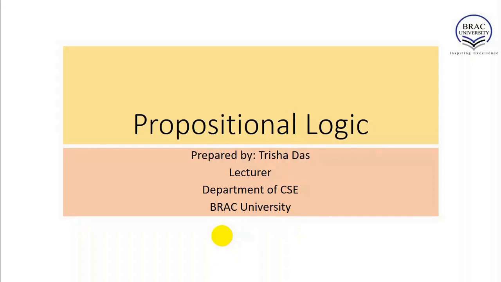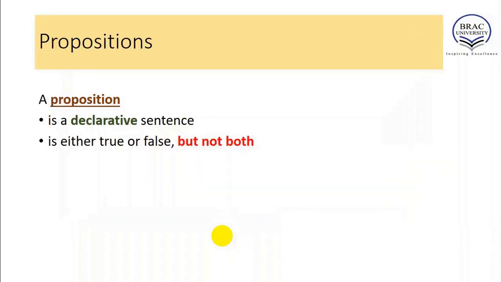Today we are going to learn about propositional logic. So first we have to learn a definition about what is a proposition. A proposition is a declarative sentence, and this can be either true or false, but not both. So these two properties, declarative sentence and but not both, are very important properties of a proposition. So let us give some examples.